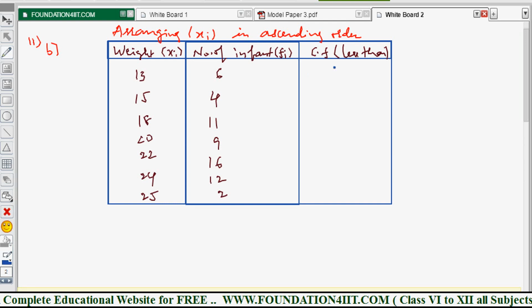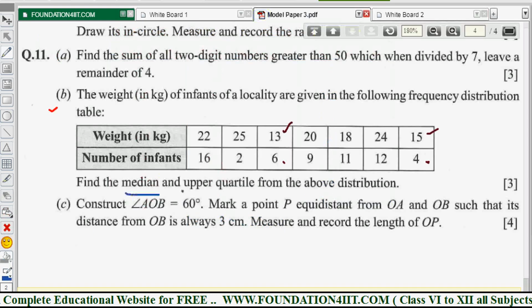First number 6 as is. 6 plus 4 is 10. And 10 plus 11 is 21. And 30. Next is 46, 58 plus 2, 60. From this, n is equal to the sum of the frequencies, 60, because the last number is n. This is an even number. So from this we can find out the median and upper quartile. First let us find out the median.